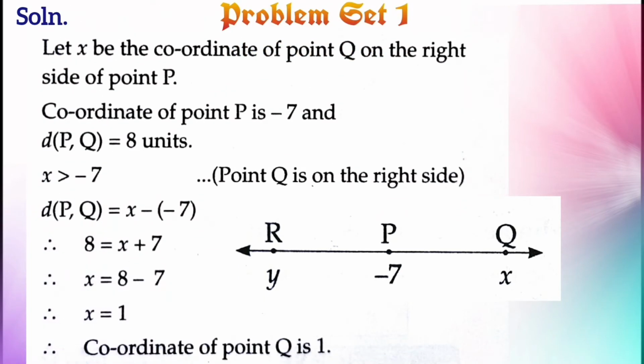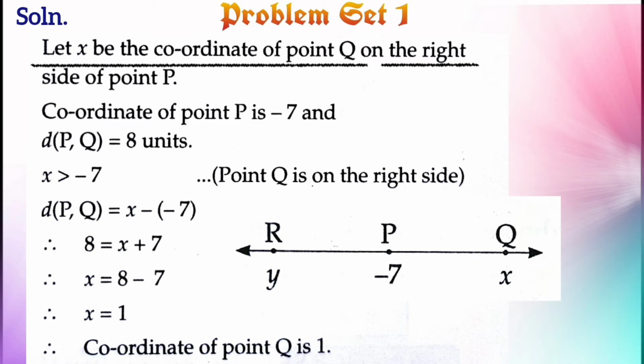So let's see the solution. Here one diagram is given. Point P and the coordinate of point P is also given, that is -7. And as we said, there are two possibilities that the distance between P and any other number will be 8 units. So therefore here 2 points are taken, point Q and point R, and the coordinates are unknown. That's why we will consider them as X and Y.